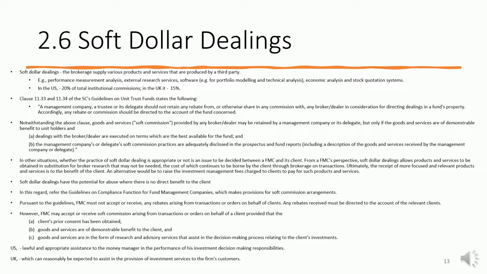Goods and services are of demonstrable benefit to the client, and goods and services are in the form of research and advisory services that assist in the decision-making process relating to the client's investments. US: lawful and appropriate assistance to the money manager in investment decision-making responsibilities. UK: which can reasonably be expected to assist in the provision of investment services to the firm's customers.